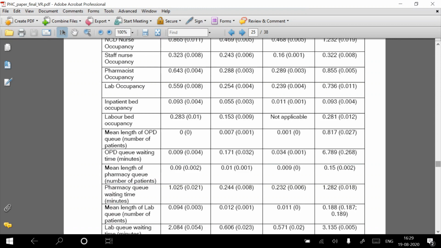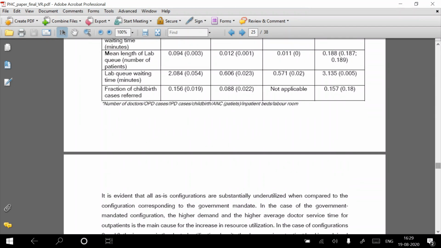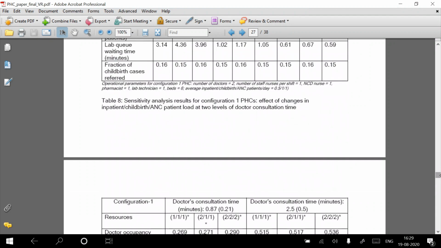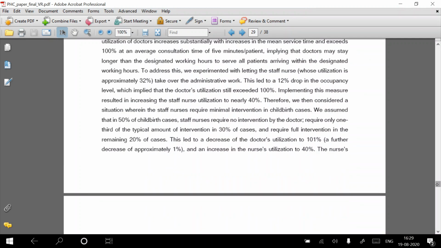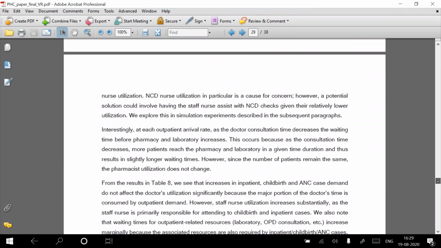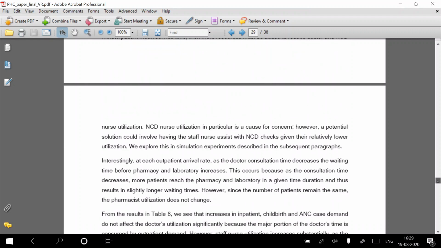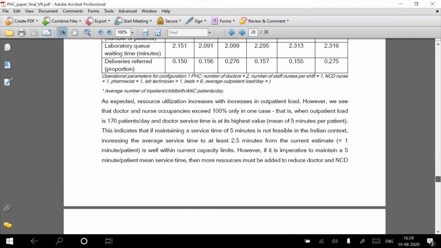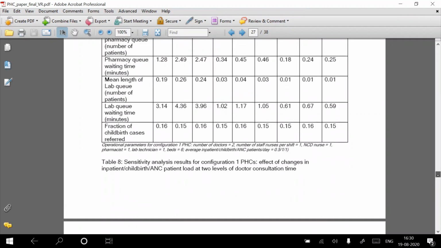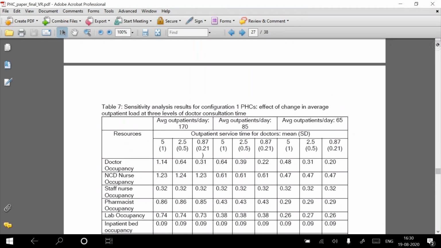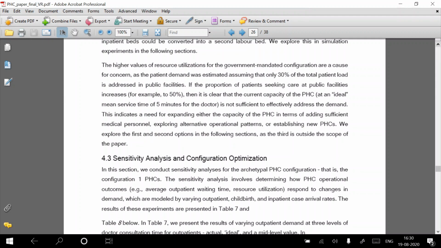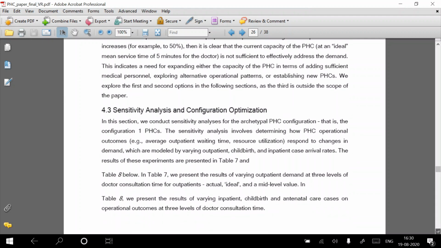So one outcome here, for example, that we did not like was, we saw that 15% of childbirth cases were being referred elsewhere because they had to wait for a long time here. Okay, so for that, what we did was, we said, let us actually convert, and so you can see that here. So these are all the scenario analyses. Let me show you. Wait. Configuration optimization, right? So this is what I'm talking about.